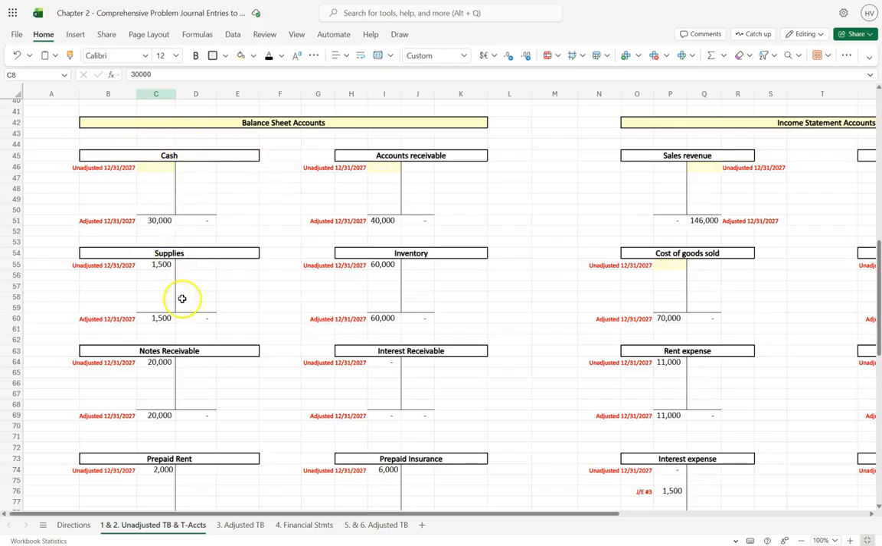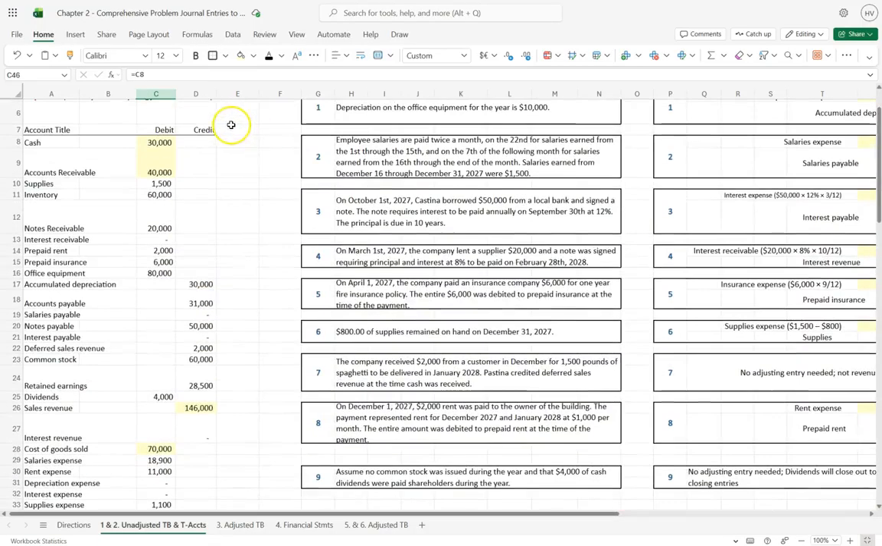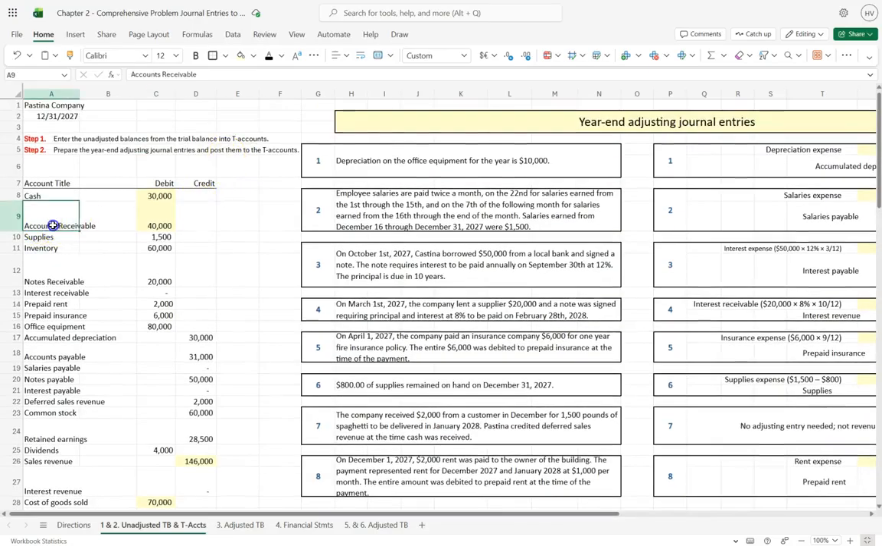There's a line across and a line going down. And if you recall or don't recall, debits on the left and credits on the right. I've posted a funny little video that will get stuck in your head if you can't remember that. Debits on the left, credits on the right. So the cash is a debit balance of $30,000, and what I'm going to do here is put $30,000, and I'm going to label it as my unadjusted 12/31/2027 balance.